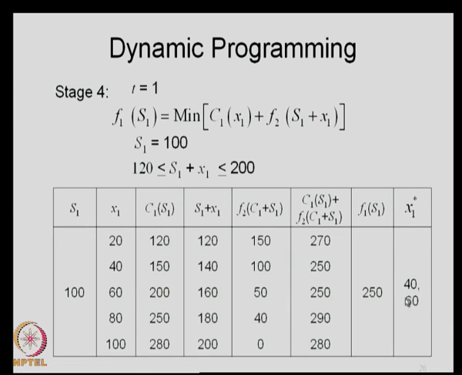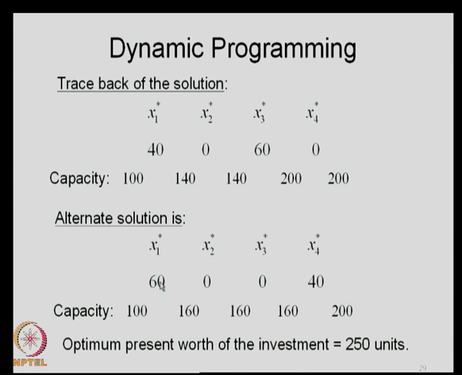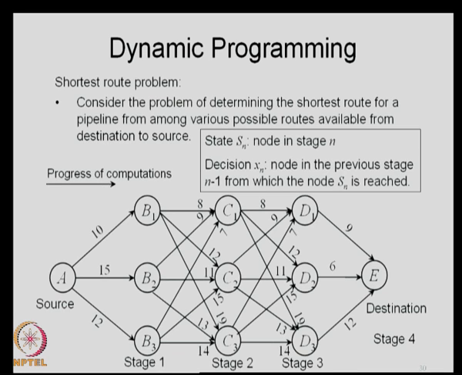Corresponding to 60, because you can trace back for 40 and 60, the solution is 100, 60, you end up with 160, 0, end up with 160, because 160 was necessary at the beginning of the fourth stage, and then 160, 40, 200. Both of these lead to an optimal objective function value of 250. So, this is what we did in the capacity expansion problem.